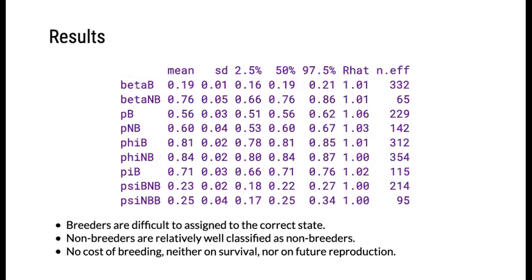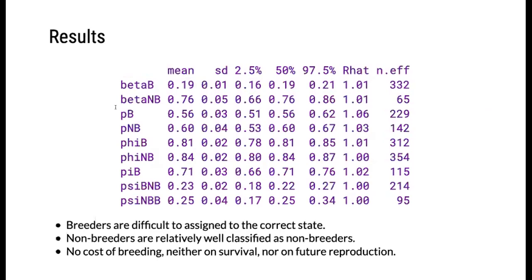Let's have a look at the parameter estimates. The posterior mean for the probability of correctly assigning breeder individuals is quite low. So it's quite difficult to assign breeders to their correct state. Oops, there is a typo here. Whereas for non-breeder individuals, the probability is quite high. So they are relatively well classified as non-breeders, which is cool. So it's more difficult to assign breeder individuals than non-breeder individuals in that particular case study.